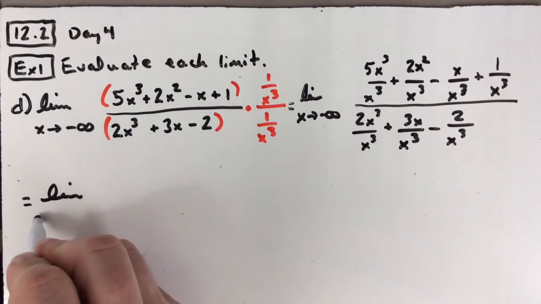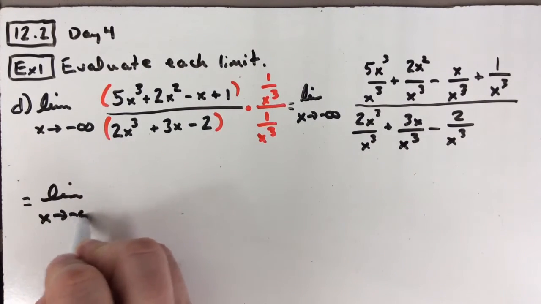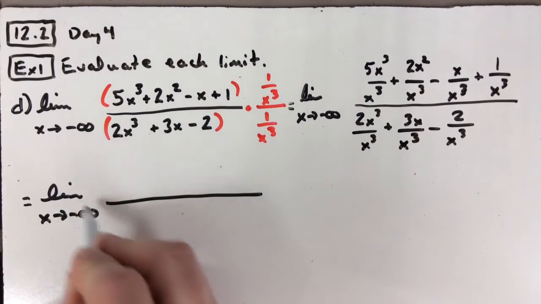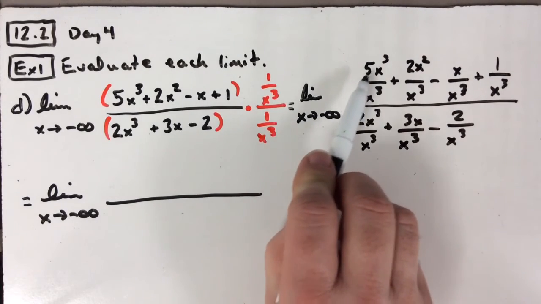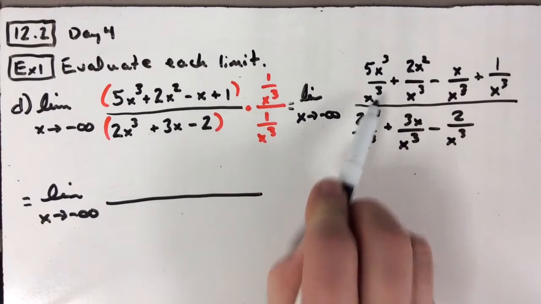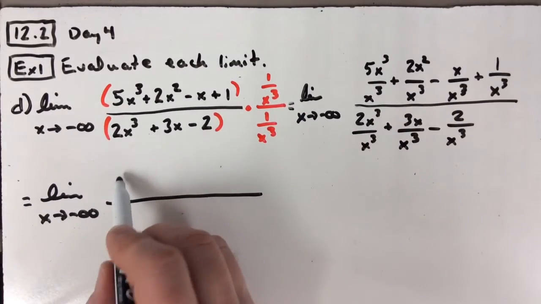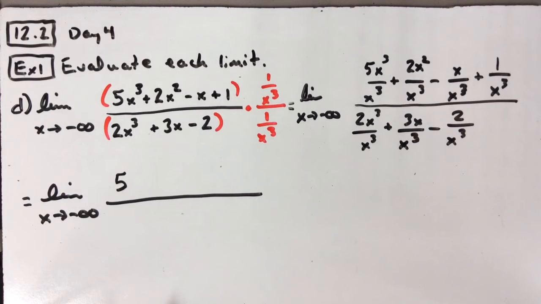So in my next step, I still haven't plugged in negative infinity yet. So I do need to keep this limit as x approaches negative infinity out in front. And now I'm going to reduce each one of these individual fractions. So 5x to the third over x to the third, those x to the thirds are going to cancel, and we just get the number 5.